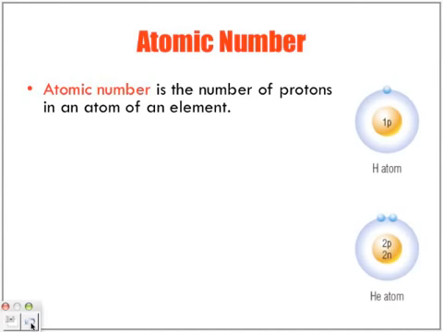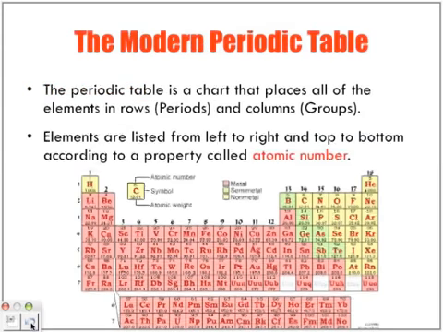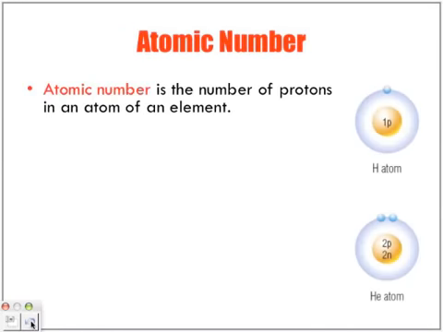So, the atomic number. The atomic number is the number of protons in an atom of an element. If you look at the numbers on the periodic table, you'll notice that the numbers go in order. Here's 1, here's 2 on the other side. Here's 3, 4, 5, 6, 7, 8, 9, 10, 11, 12. You get the idea, right? So they go in sequential order. The number that goes in sequential order, these are known as the atomic number.